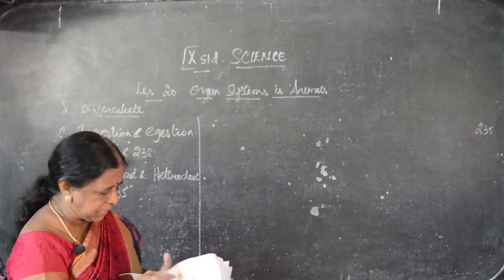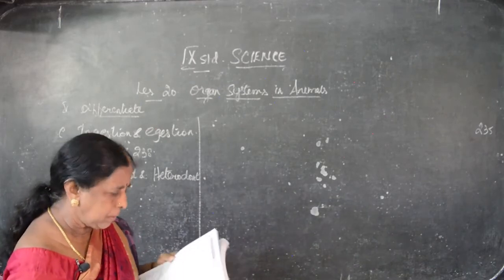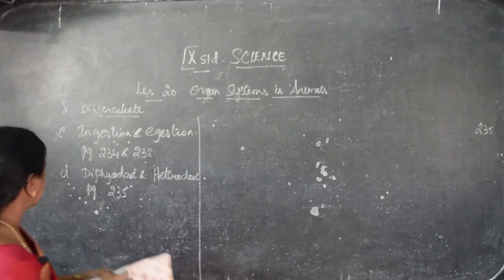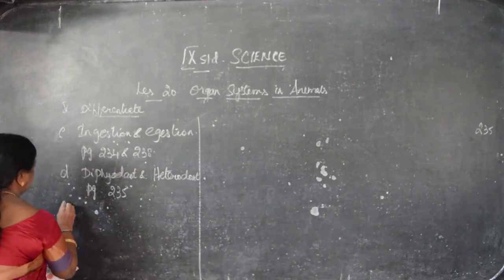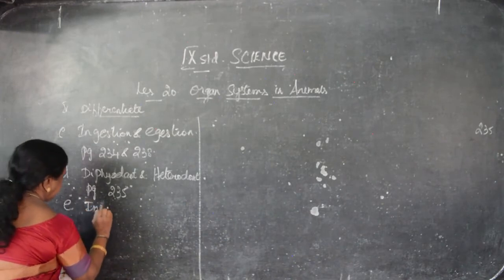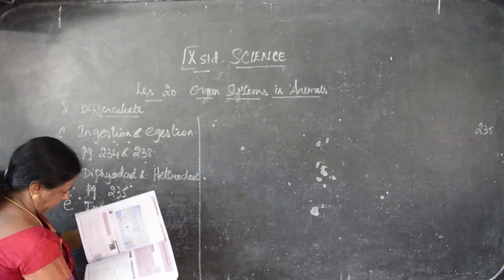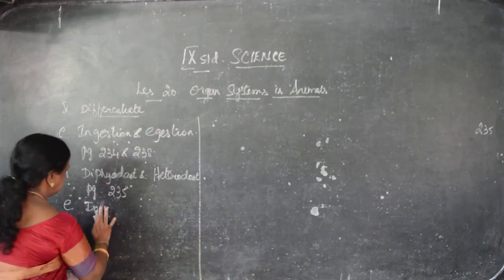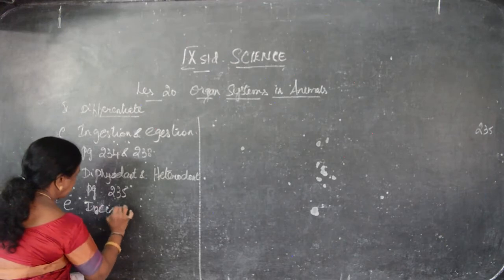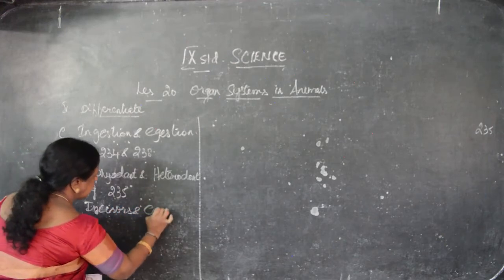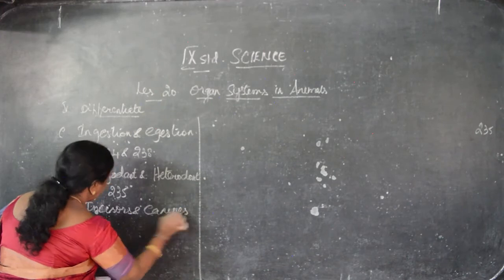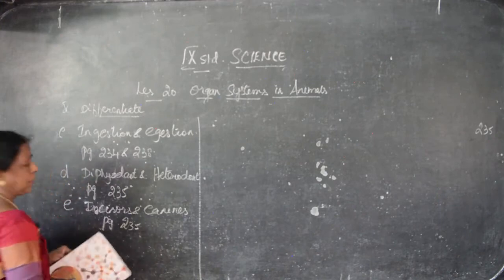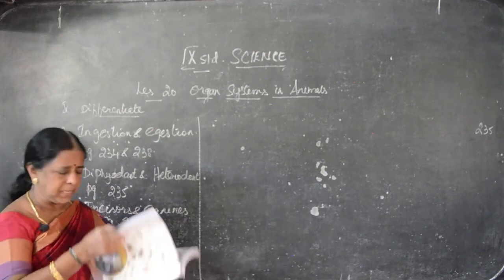That is fifth differentiate. Next one is incisors and canines. E. This is also in page number 235 only. Take again the same page 235.